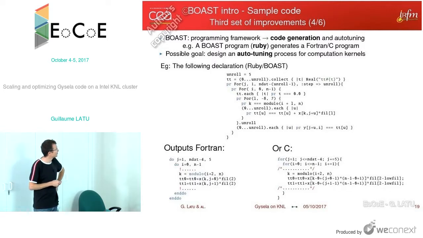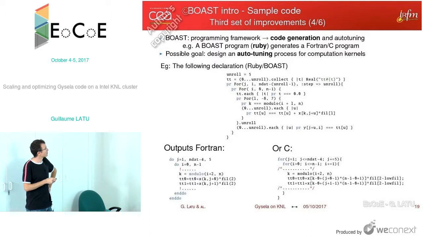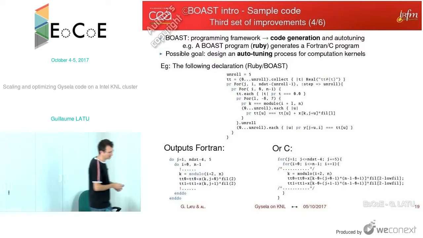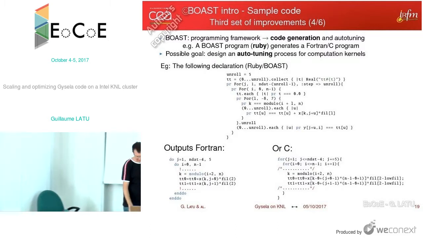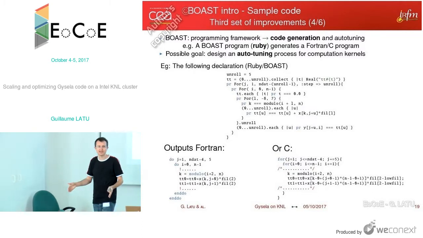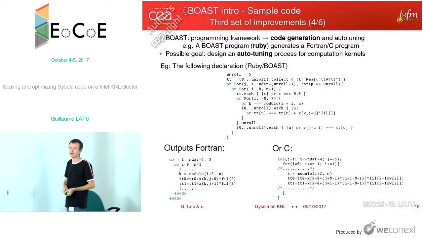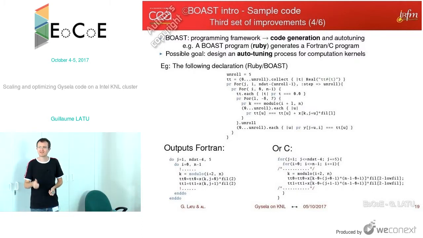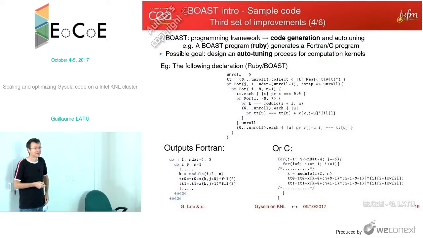Here is an example of the metaprogram and the output program in Fortran and C. You can generate different languages also, in order to try to see whether the compiler is better at compiling C or Fortran. Often it's Fortran, but not in every situation.